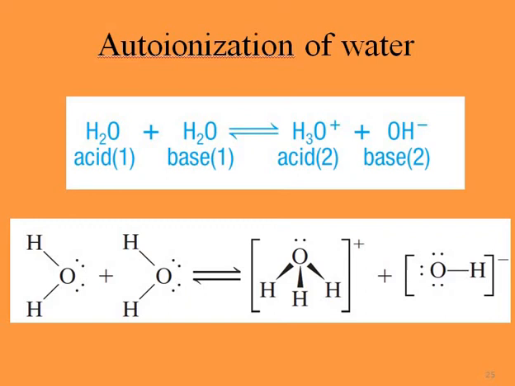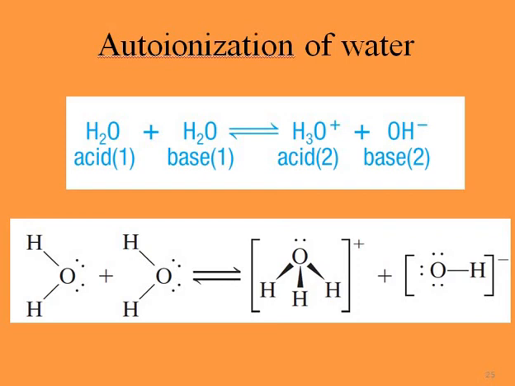In the last video I was talking about amphoteric substances and I mentioned water is the most common amphoteric substance. So as you see here we have water. Water can act as an acid or a base, and when water molecules lose a proton and gain a proton at the same time, we call it auto-ionization of water.